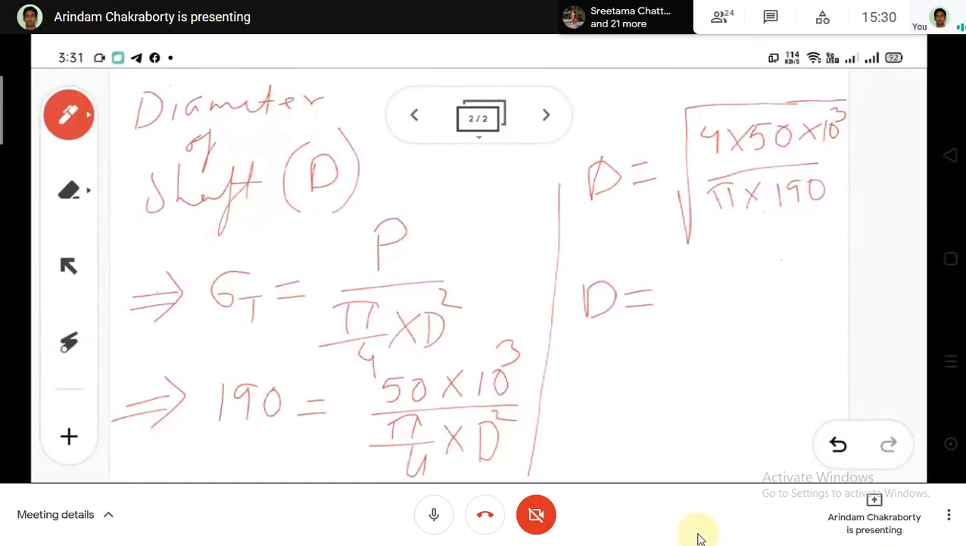How much will be D? Because it's an important question. This type of question will come in your exam also. What is the value of D? Fast.